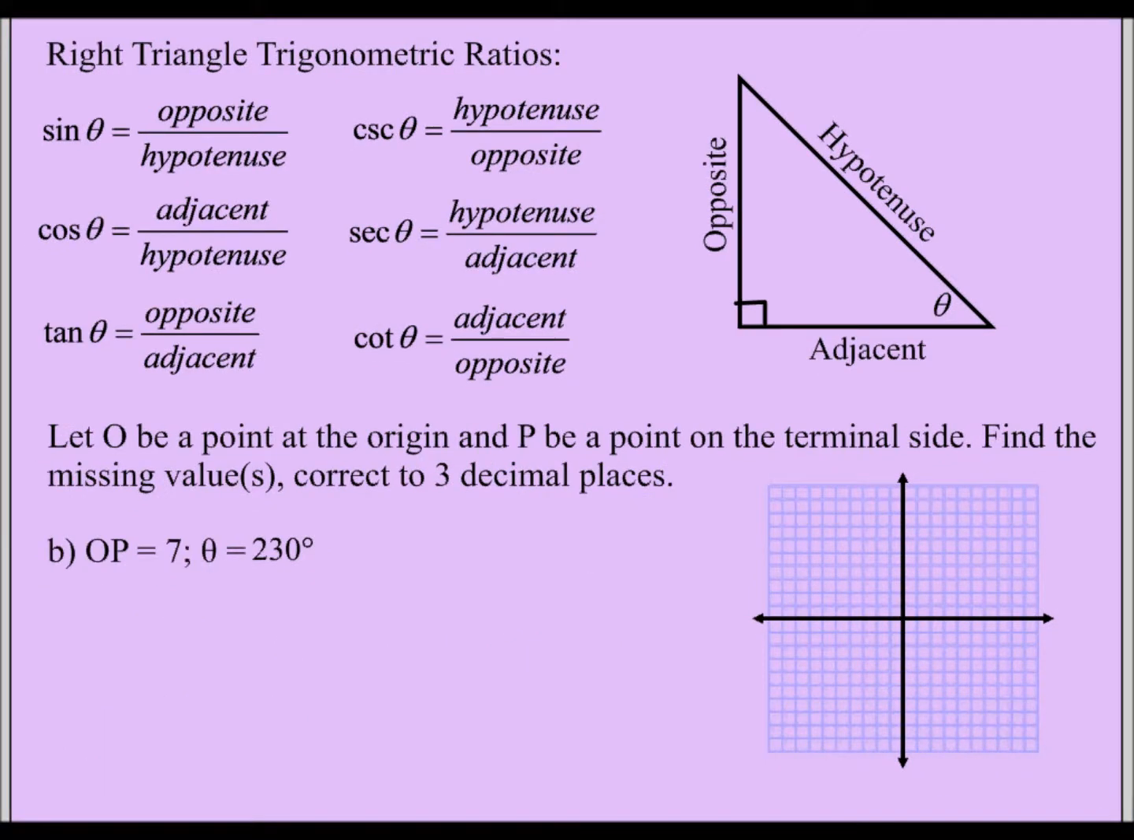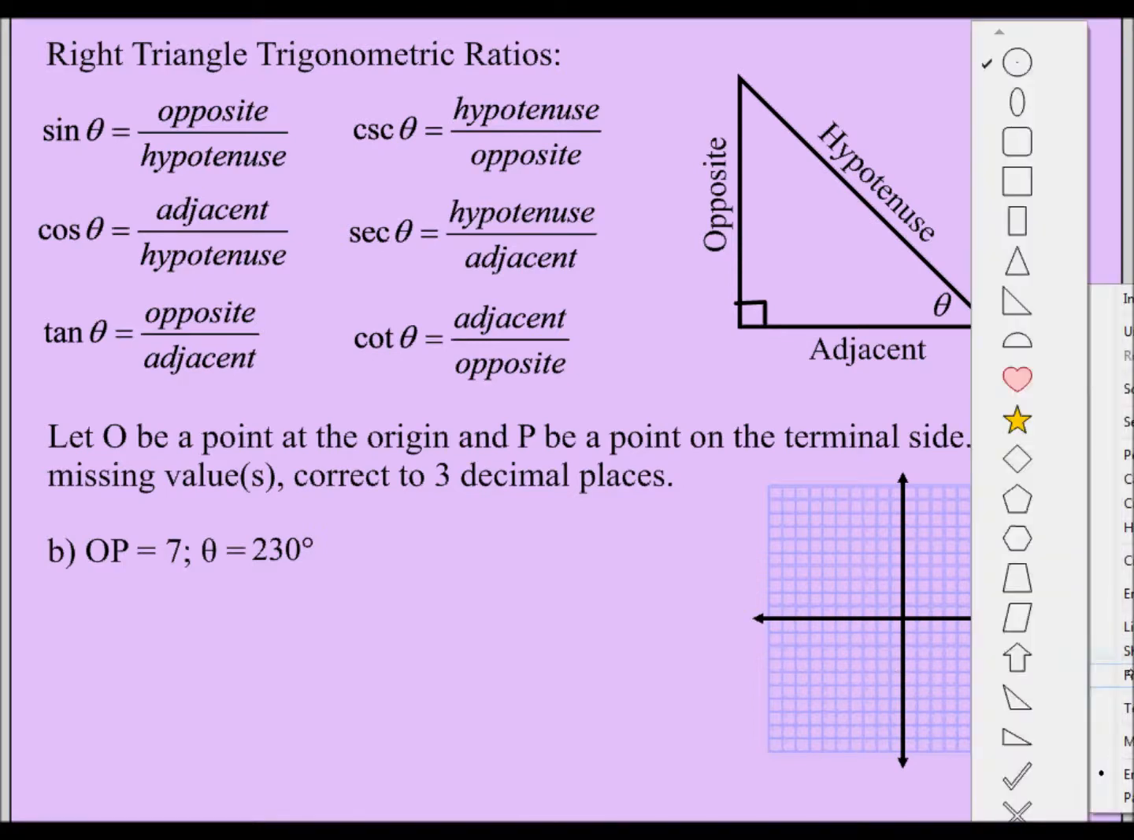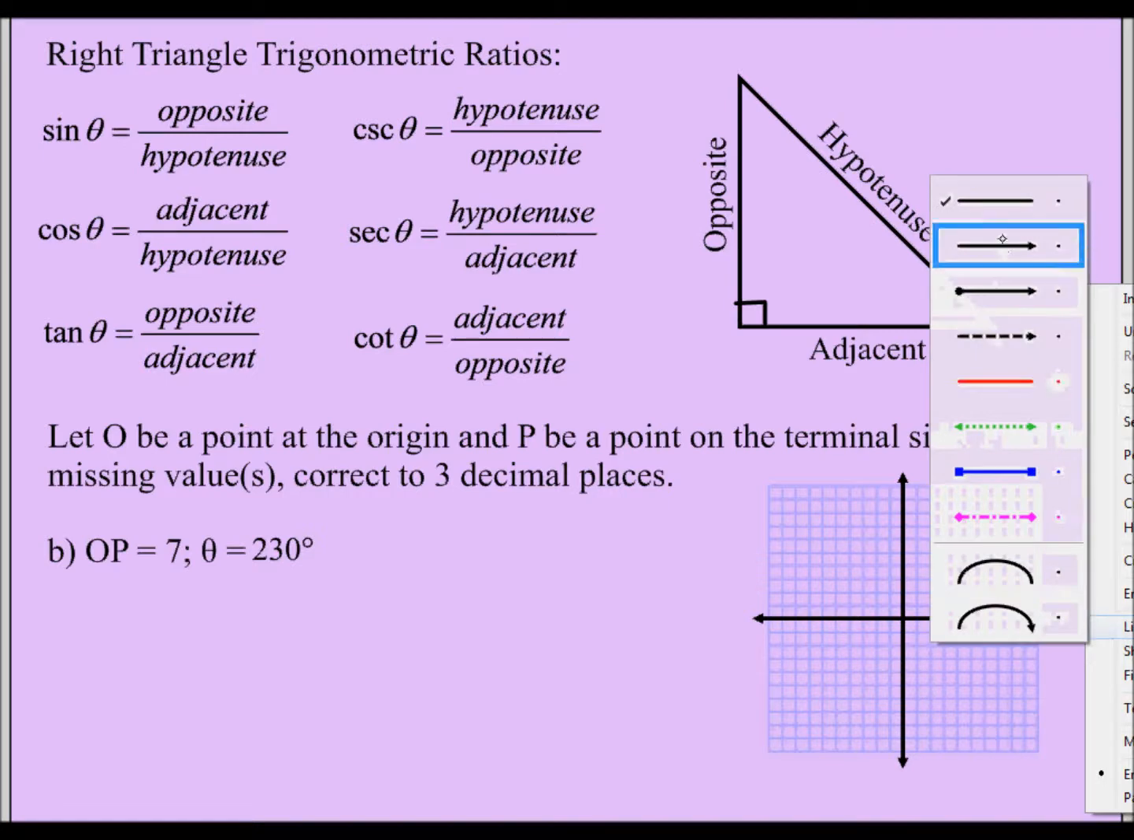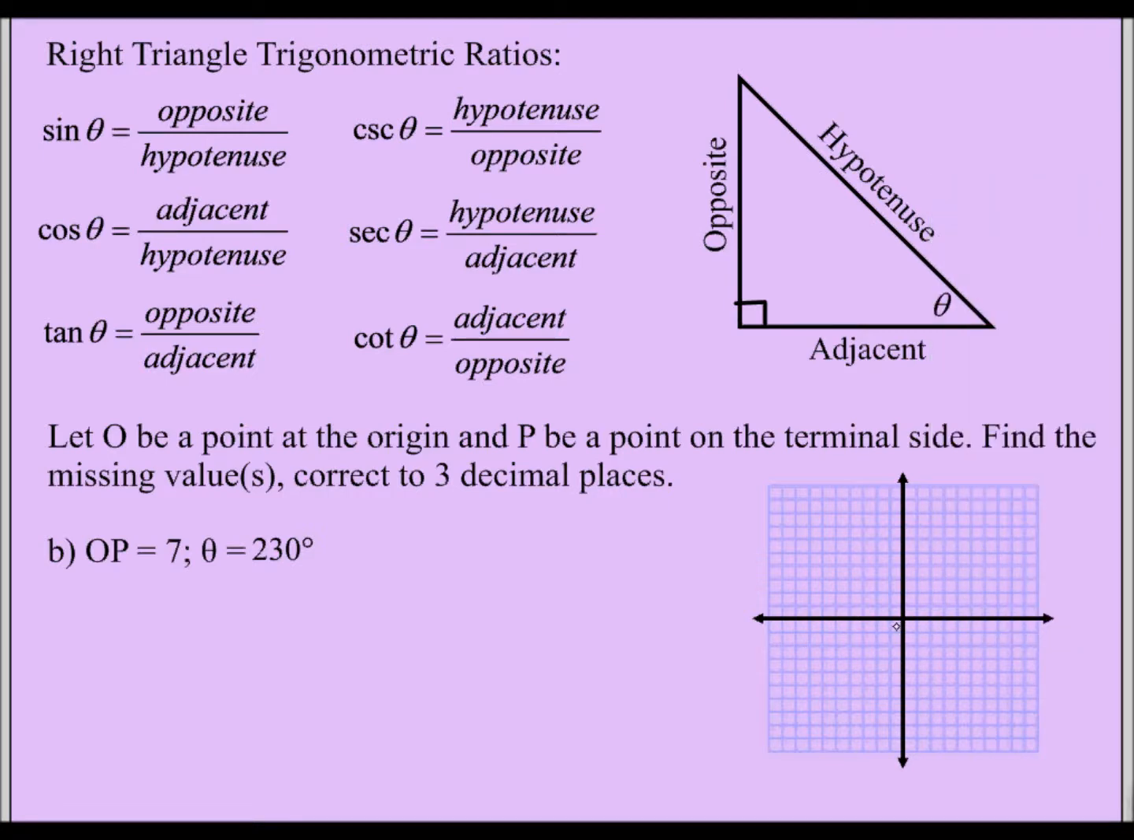Now I can also find both missing coordinates given the length of the terminal side. In this one, the terminal side, OP, is 7, and theta equals 230 degrees. So again, I'm going to draw my reference triangle, and since I'm told that theta is 230 degrees, that angle is between 180 and 270 degrees. So that means it's in the third quadrant. So I'm going to draw my reference triangle.